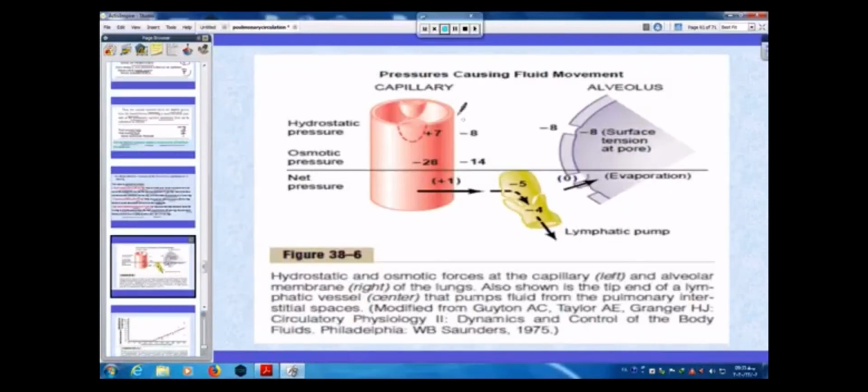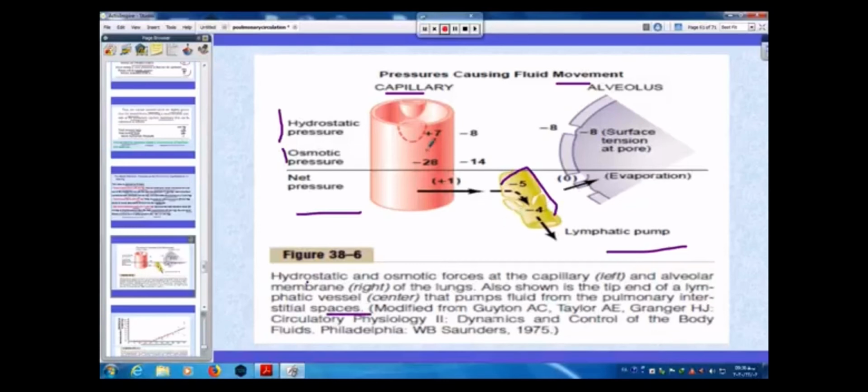You can see in this figure the pressures causing fluid movement in the capillary: hydrostatic pressure, osmotic pressure, and the net pressure. And you can see the lymphatic pump and the hydrostatic and osmotic forces at the capillary on the left, and the alveolar membrane on the right of the lungs. Also shown is the terminal end of the lymphatic vessels, okay. This is a negative pressure that pumps fluid from the pulmonary interstitial spaces, okay.